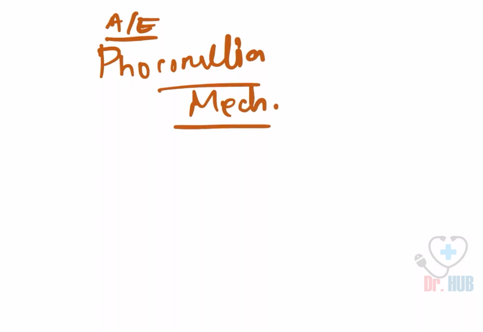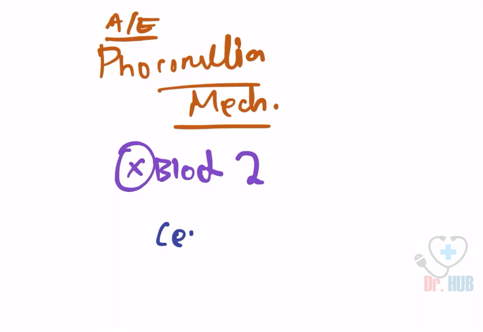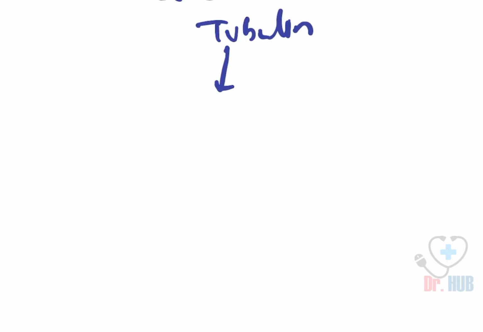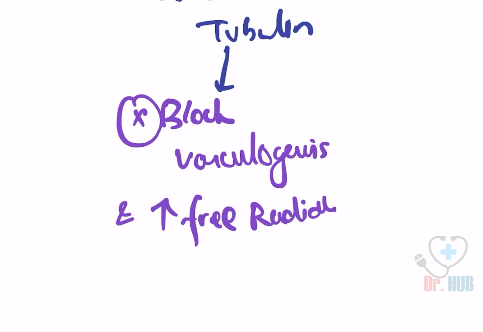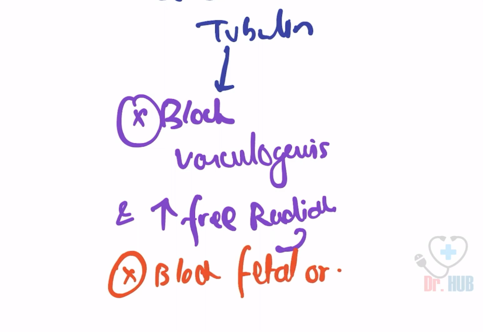So here there is a block of the cereblon and the tubulins. So it leads to the block of the vasculogenesis as well as there's increase in the free radicals, and this leads to the block of the fetal organ development.